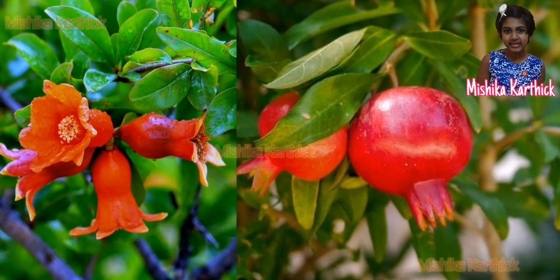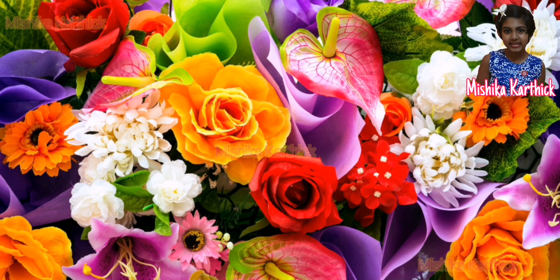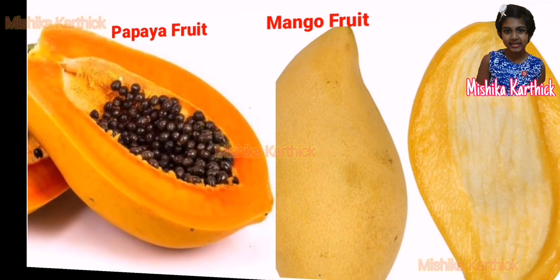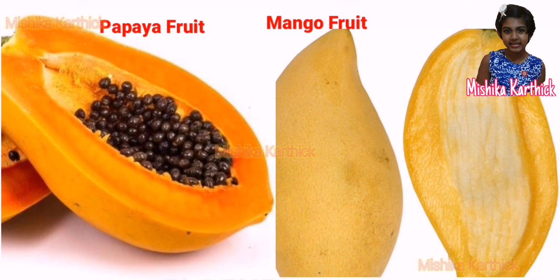Flowers and fruits. You must have seen different types of flowers in the garden, in your house and your school. Different flowers have different shapes, colors and smell. Some are fragrant. Plants need flowers to produce fruits. Fruits contain seeds. Some fruits have only one seed. Some have many seeds.